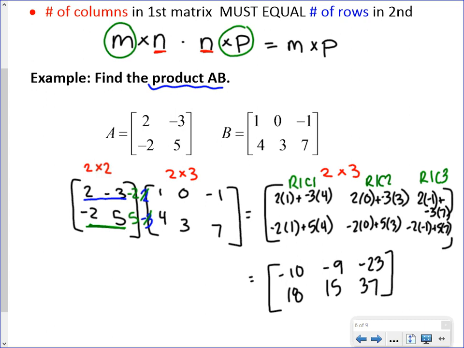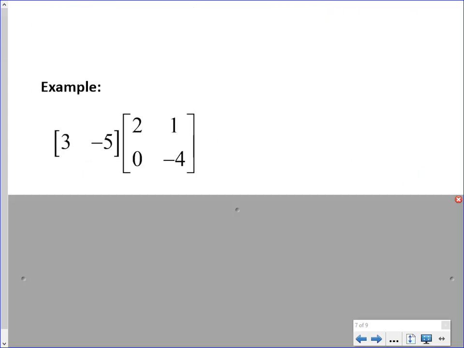Okay, so let's have you practice one, see if you could do it on your own. So I'm going to give you one to multiply. Again, make sure you check to see if you can multiply it. No sense in doing it if it's not possible. See if you can multiply these matrices together.